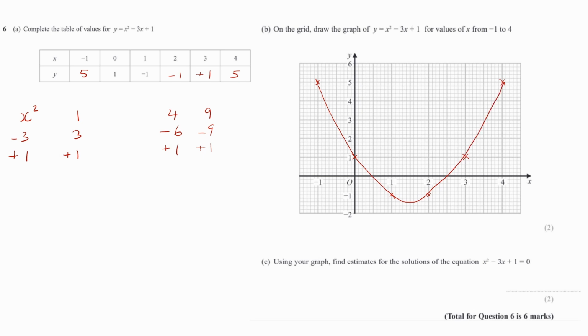It's not too bad. Now using the graph, find estimates for the solutions of the equation. So my solutions, just make sure this is the same equation here. x squared minus 3x plus 1 equals 0. So we're looking for the solutions here, where it cuts the x-axis. And I'm going to go for 0.45 and it probably looks like it should go through 0.5 and 2.5. I'm going to go for that.